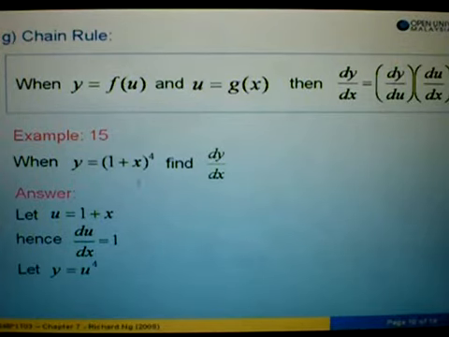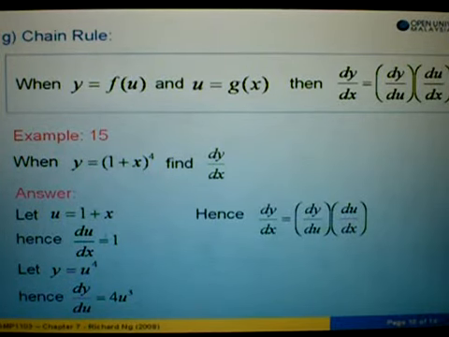Then next, once we have substituted this bracket with u, then we will have y equals u to the power 4. Right? Here in this step, y equals u to the power 4. So from here we find dy over du. So we differentiate u to the power 4. So remember, the power we have to take out first. We have 4u, and then power minus 1, we will get 3. Okay? So from here, in order to find dy/dx, the formula is dy over du times du over dx.